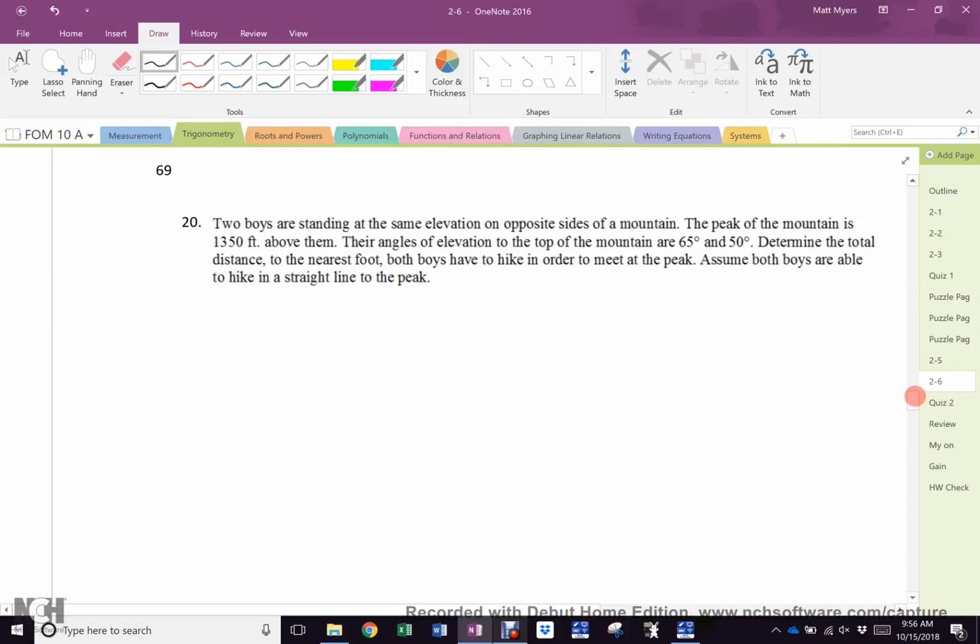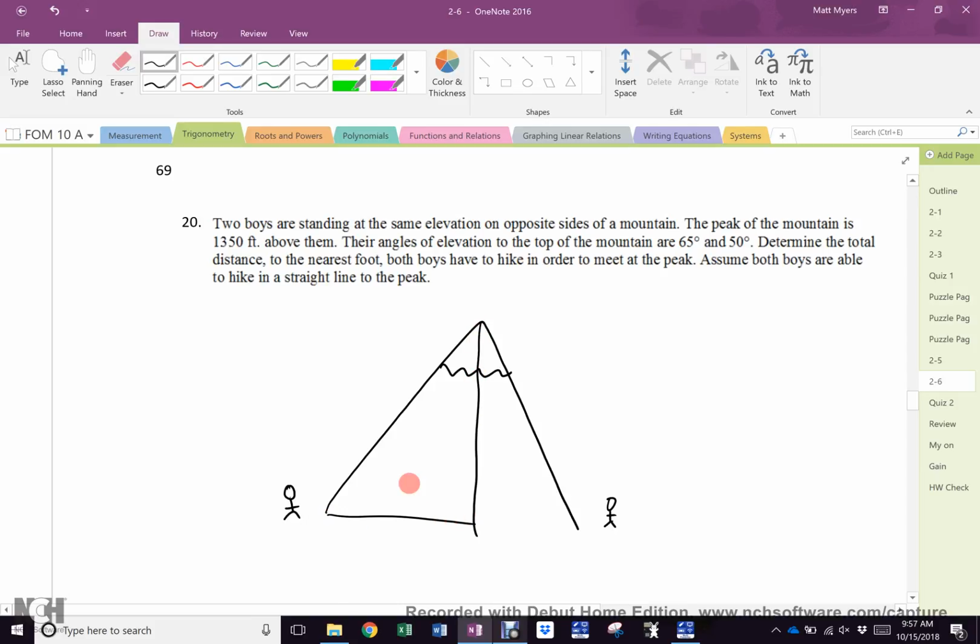Two boys are standing on opposite sides of a mountain. Mountain. One boy here. Boy 1. One boy here. Boy 2. The angles of elevation at the top of the mountain are, for this boy, 65. For this boy, 50. They want to meet at the top. Where are they walking? Up the what? The hypotenuses, yes?